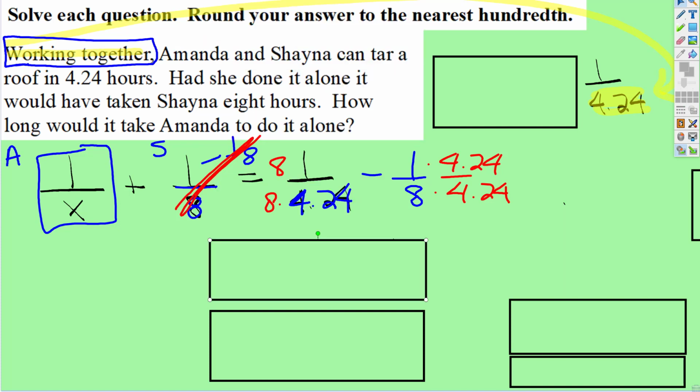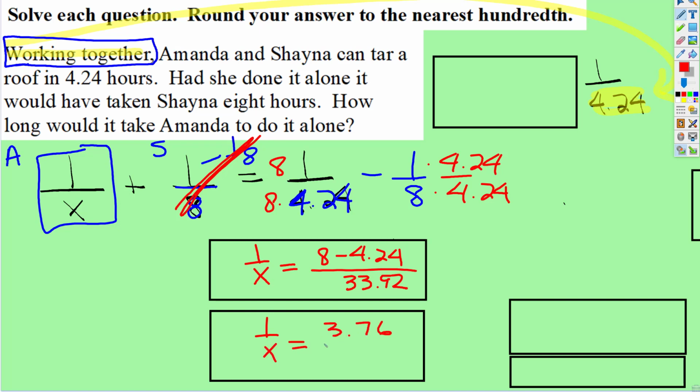And I think I probably should... Well, I'll just leave that like that. So now we have 1 over x is equal to 8 subtract 4.24 over 8 times 4.24, which is 33.92. And when you subtract the 8, so 1 over x is equal to 3.76. Doing that in my head, so I probably should double check that. 8 subtract 4.24, yes, 3.76.